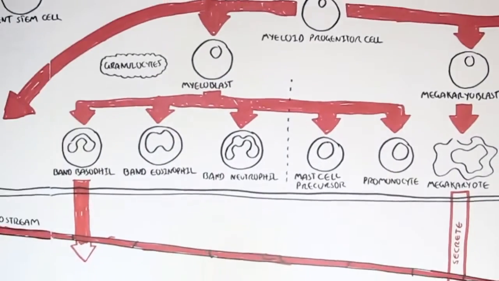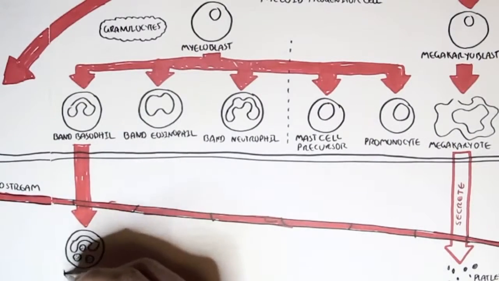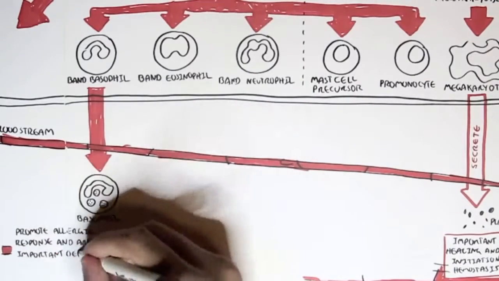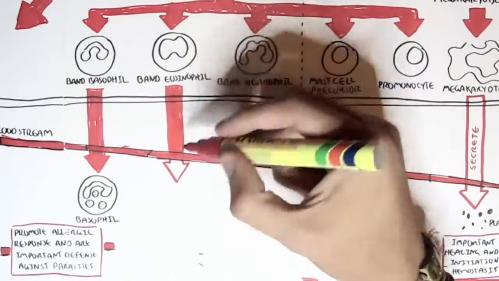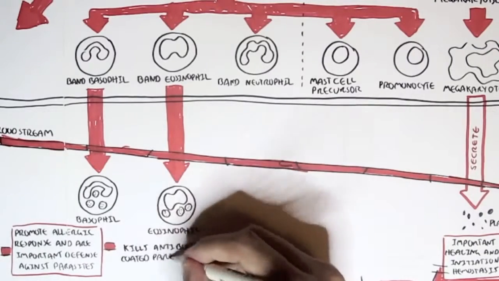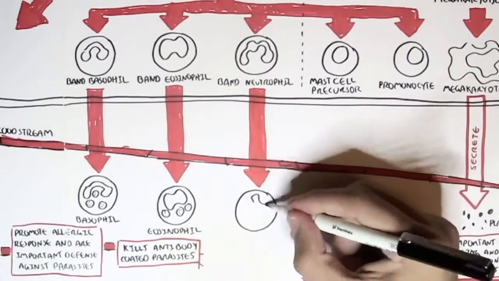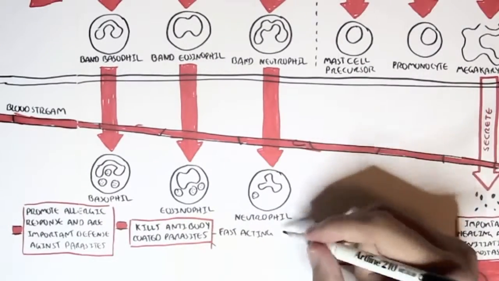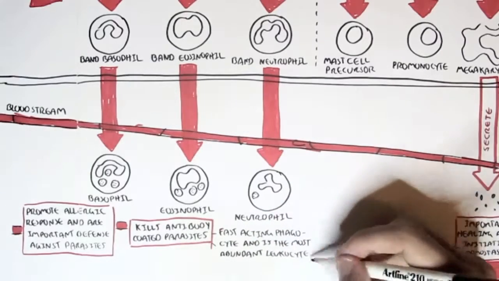So what will become of these cells once they leave the bone marrow? Well, the band basophil will become a basophil once it enters the bloodstream. The role of basophils is to promote allergic responses, and they are important for defense against parasites. The band eosinophil, similarly, will become an eosinophil. The eosinophil's role is that it kills antibody-coated parasites, essentially. So they're important against parasites. The band neutrophil will become a neutrophil once it enters the bloodstream. The neutrophils are the fast-acting ones, and they essentially go into the site of inflammation or site of damage the quickest.